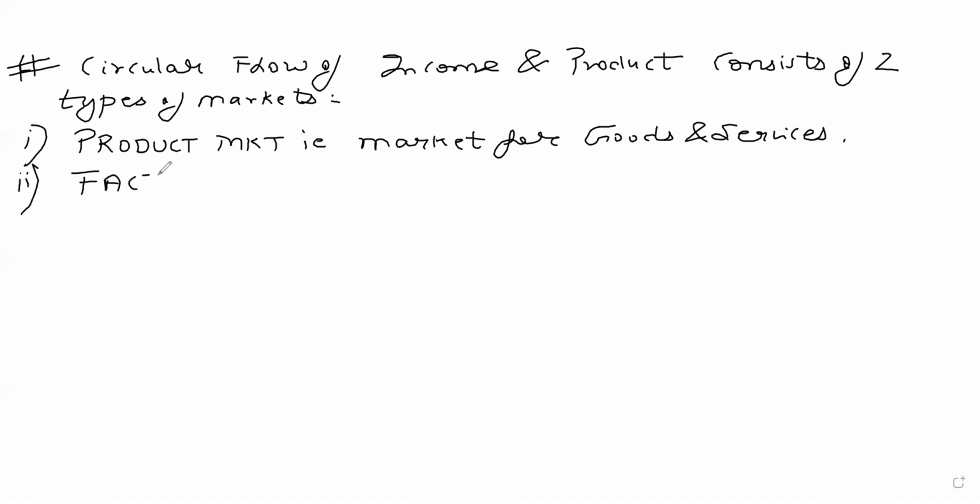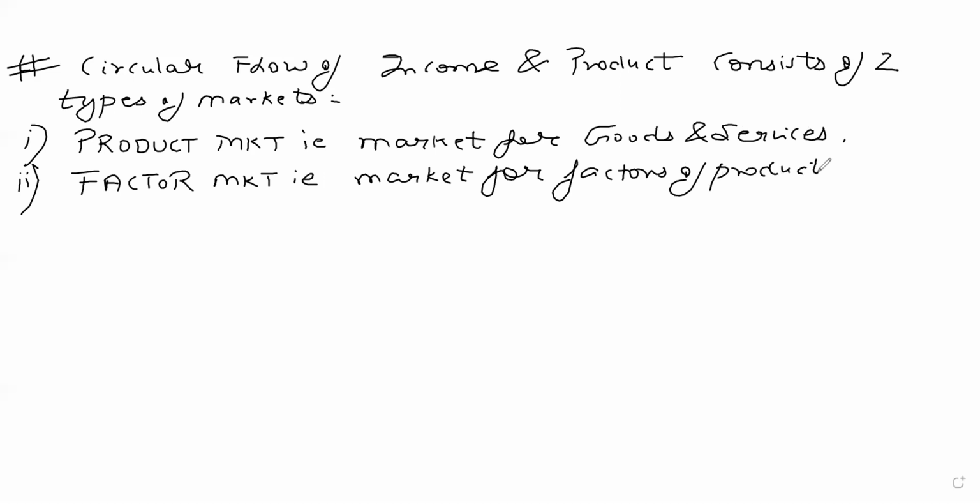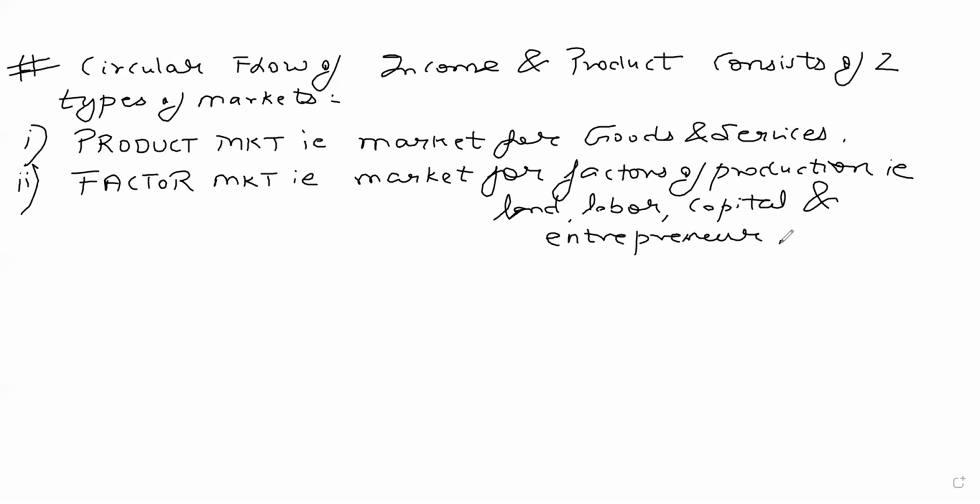And then we have the factor market. Factor market, that is the market for the factors of production. What are the factors of production? Land, labor, capital, and entrepreneur. These are all the factors of production. So students, now we can draw the diagram. Let's draw the diagram now. You can see on your screens, we are going to draw a diagram.